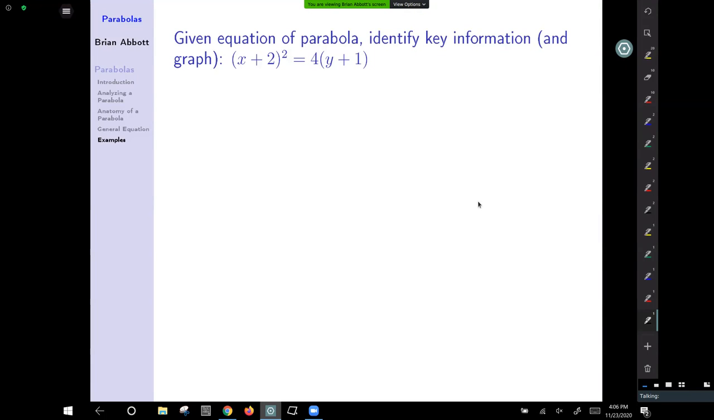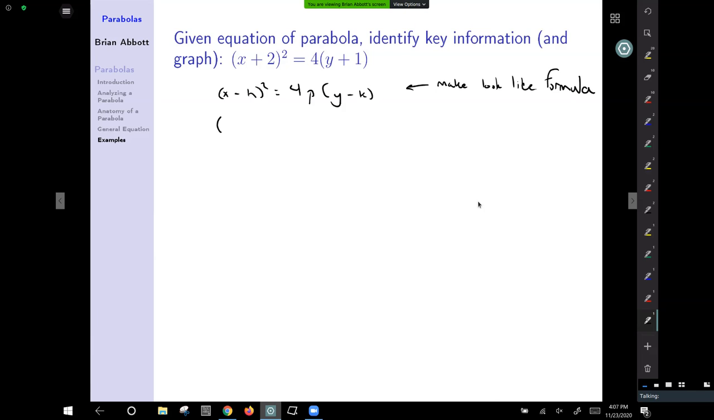Couple more examples. Given the equation of a parabola, identify key information and graph it. Okay, so the game here is we want this thing to look like the formula. By now we've looked at this formula table enough that we know our goal is to make this look like (x minus h) squared equals 4 times some number p times (y minus k). Let's start with the stuff inside the parentheses.